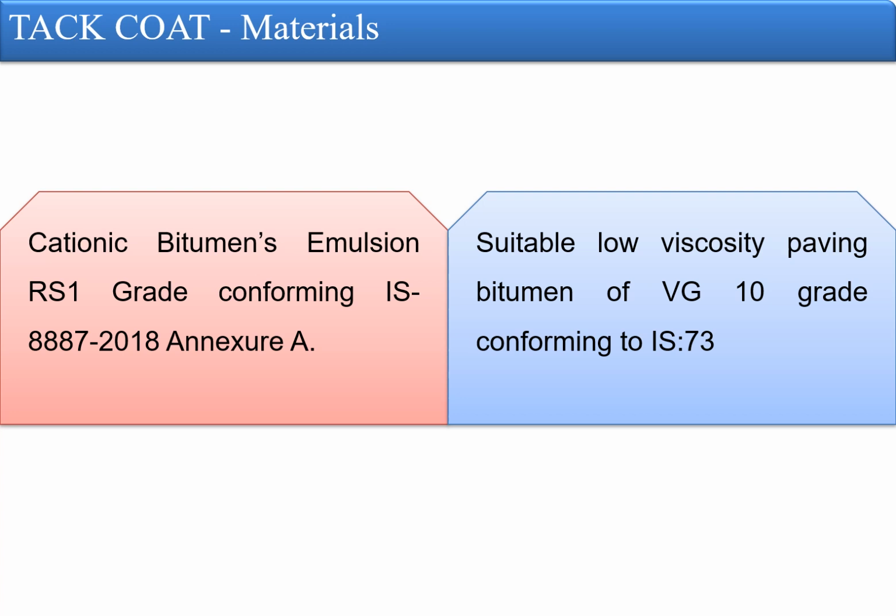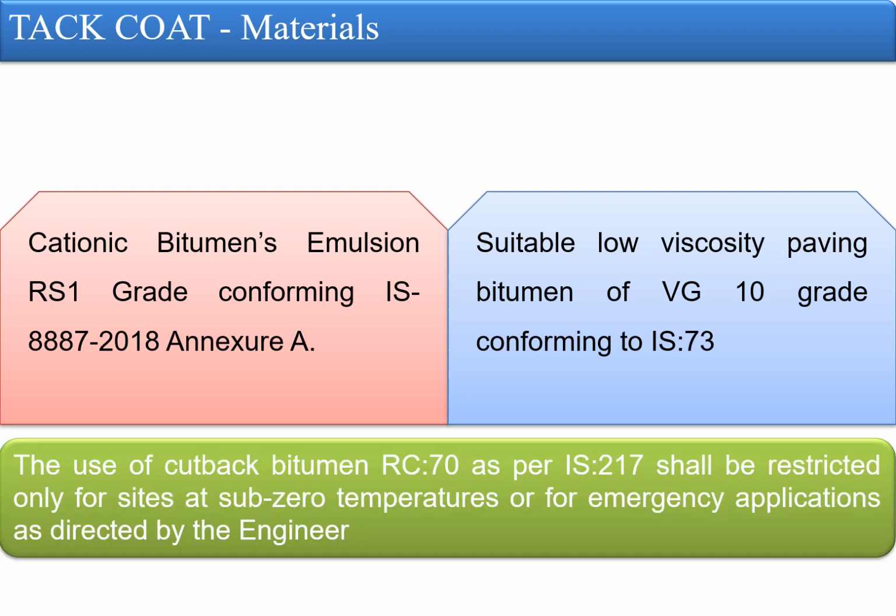What materials do we generally use for doing a tack coat application? Cationic bitumen emulsion of RS1, that is rapid setting grade 1, conforming to IS 8887:2018 as per Annexure A, or suitable low viscosity paving bitumens of VG10 grade conforming to IS 73. The use of cutback bitumen RC70 as per IS 217 shall be restricted only for sites at sub-zero temperatures or for emergency applications as directed by the engineer.